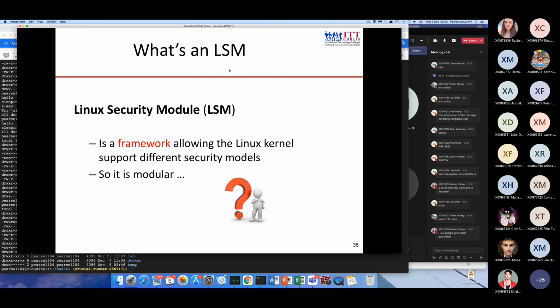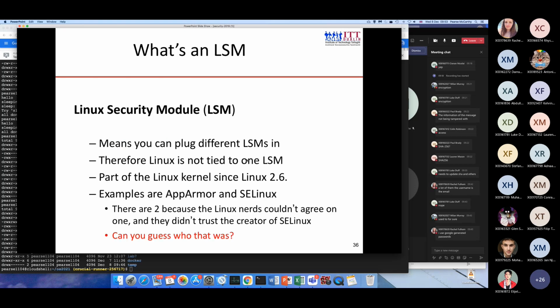So what is a Linux security module? It's a framework allowing the Linux kernel to support different security modules. So you might want to use different LSMs to do your MAC. You mightn't like one versus the other. And I know people say, why would you need two? Well, you're going to find out in a minute why there's two. So the important point is it's modular. So I can have a Linux operating system and I can decide to use the LSM from company A, or actually I don't trust them, I'll use the LSM from company B, or I'll write my own LSM. You can do that, all right? You can plug different ones in, and it's not tied to one LSM. It's part of the kernel since a long time ago, and these are the two.